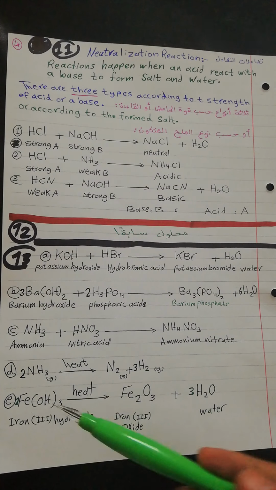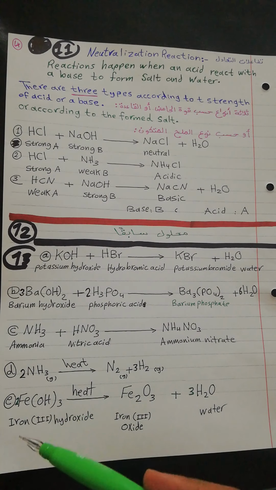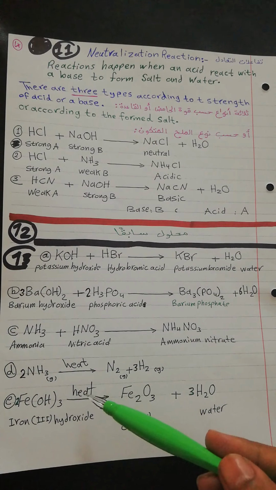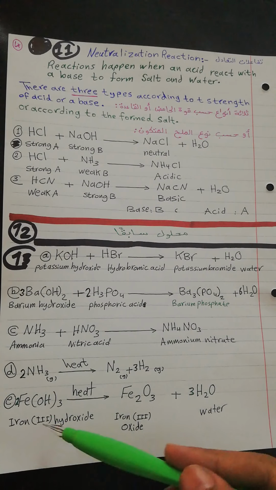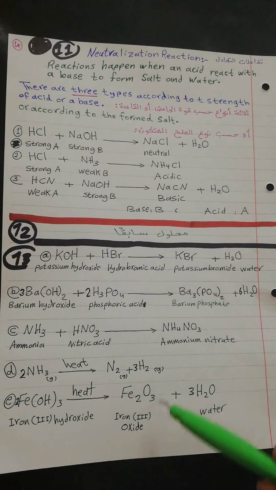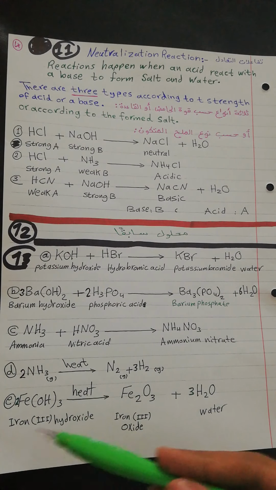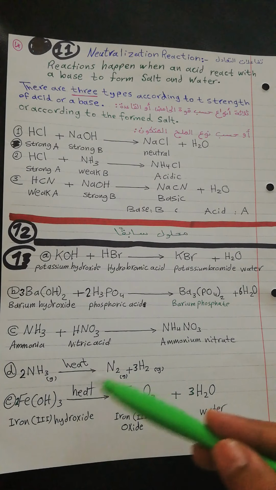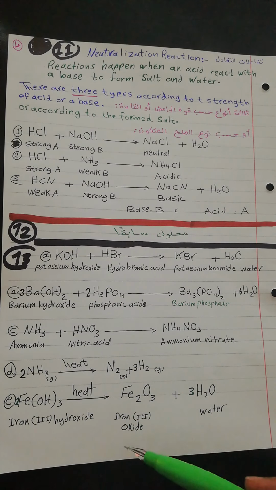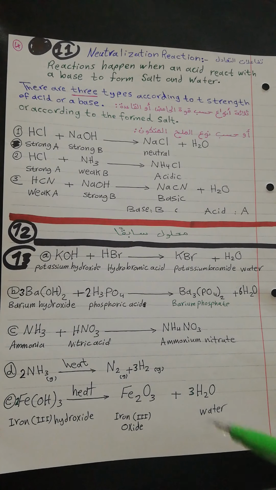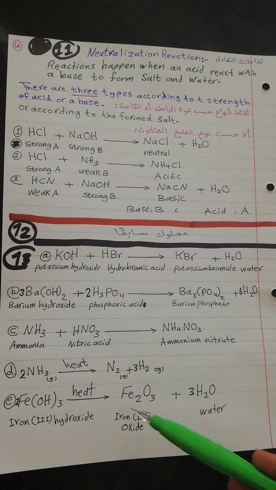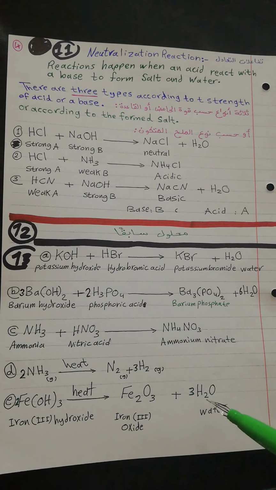Number E. Number E is Fe(OH)3, or iron 3 hydroxide. Iron 3 hydroxide plus heat. When I heat iron 3 hydroxide, I get the metal oxide, which here is iron oxide. Iron hydroxide by heating will give me iron oxide and water. Fe(OH)3 will give me Fe2O3 and H2O.